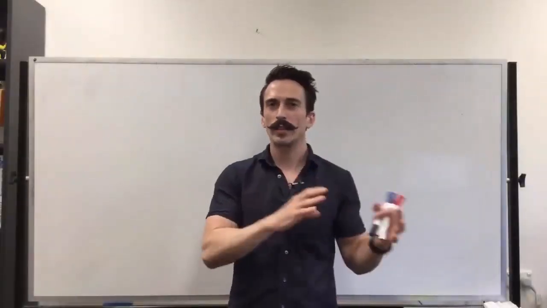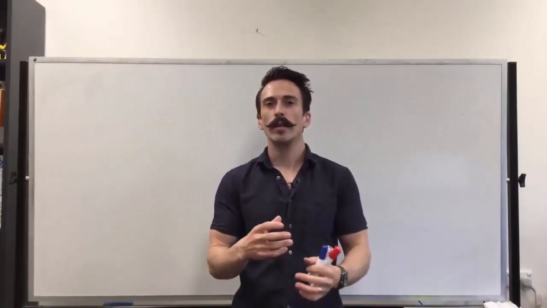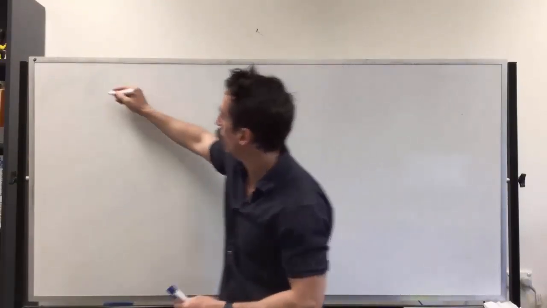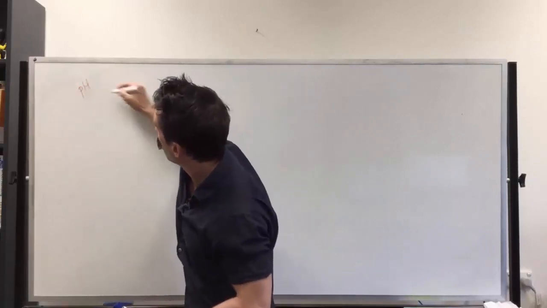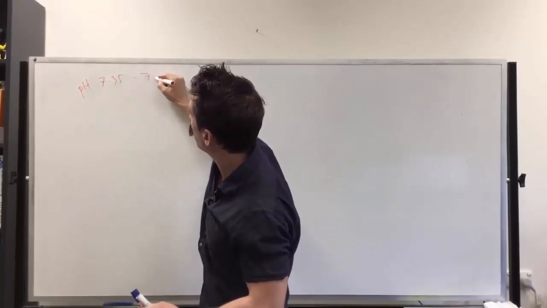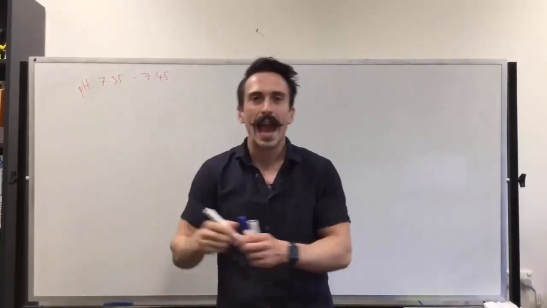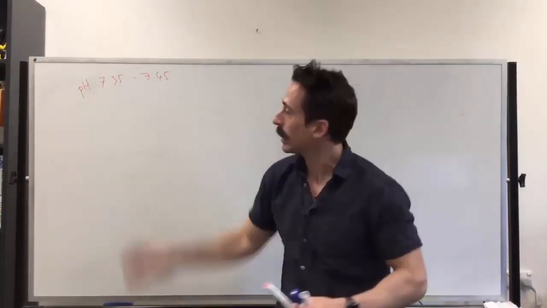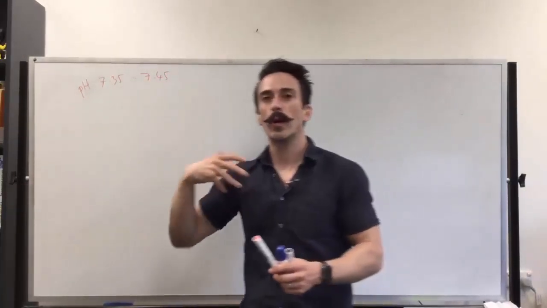Buffers resist drastic changes in pH. We know that our blood has a pH of between 7.35 and 7.45. That's worth putting up. pH of 7.35 to 7.45. And if the blood pH goes below 7.35, it's becoming too acidic. If it goes above, it's becoming too alkaline.